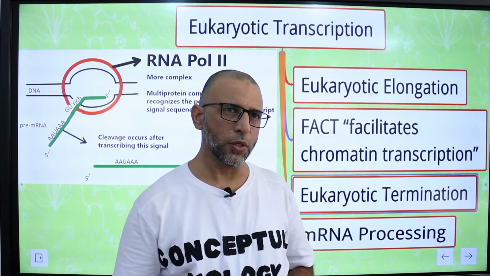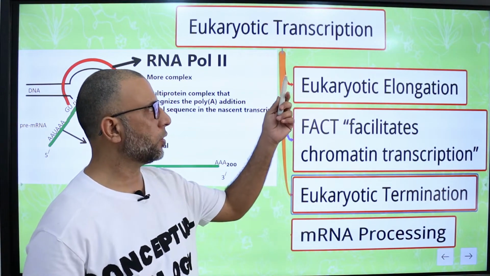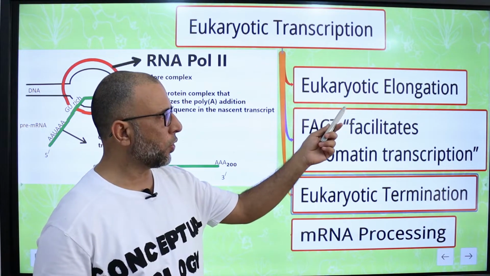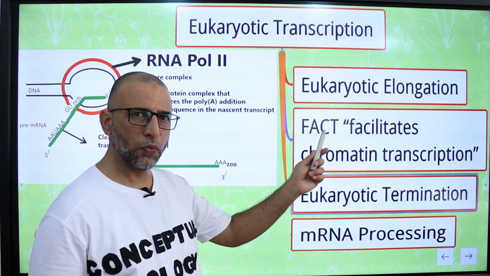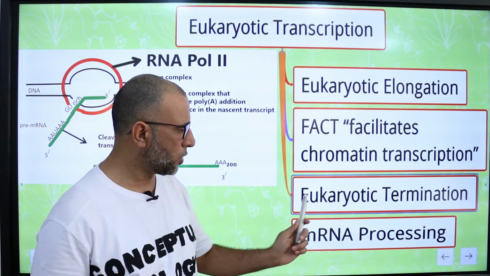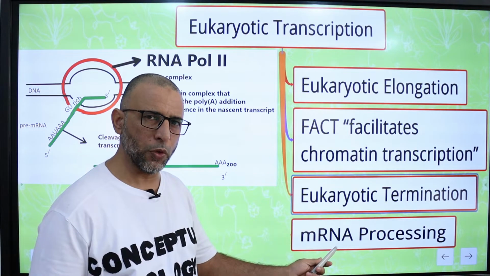Today I am going to discuss part 4 of eukaryotic transcription. Main points of the lesson are eukaryotic elongation, FACT facilitates chromatin transcription, eukaryotic termination and mRNA processing.